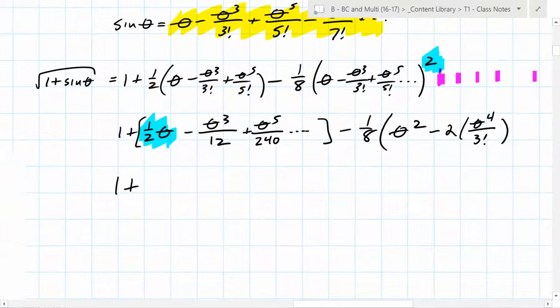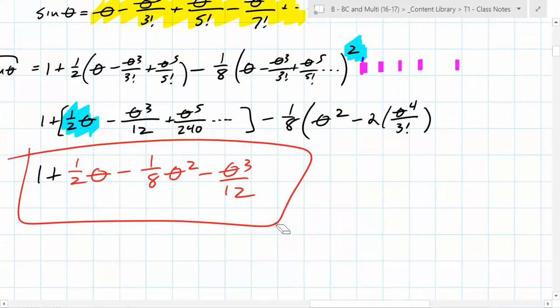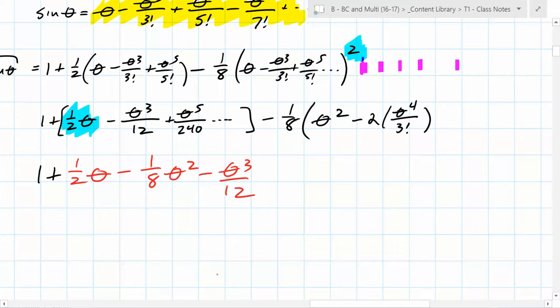So what's the first one going to be? 1. What's the second one going to be? 1/2 theta. Do you agree? Yeah. It's plus. That's the next one. What's the next term going to be? 1/8 theta squared, right? And then what's the next one? 2 times theta to the 4th over... Oh, the theta cubed is already there. So are we done? No? Are there theta cubes anywhere else? Yeah. Where is it? Tell me where it is.